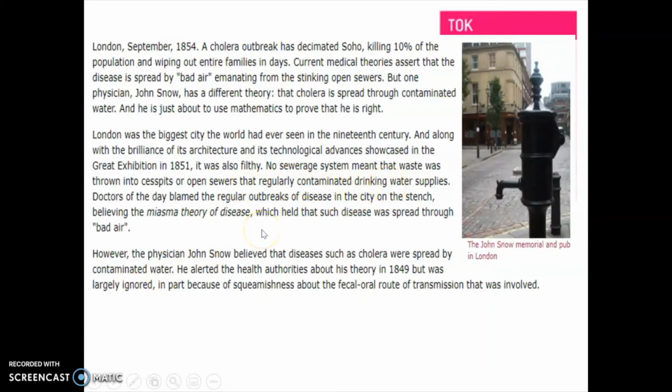So doctors of the day blamed the regular outbreaks on the stench, believing the miasma theory of disease, that it spread through bad air. However, physician John Snow believed diseases such as cholera were spread by contaminated water. He alerted health authorities in 1849 of his theory, and he was largely ignored, in part because of the squeamishness about the fecal-oral route of transmission that was involved. So the idea of saying that people were basically eating their waste while drinking their water, it was something people didn't want to talk about.